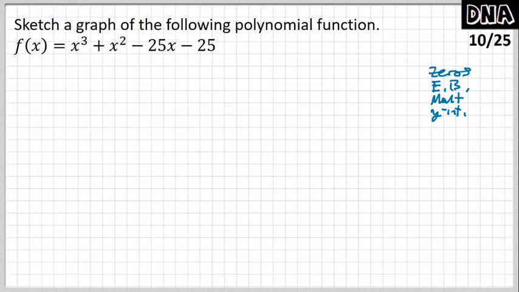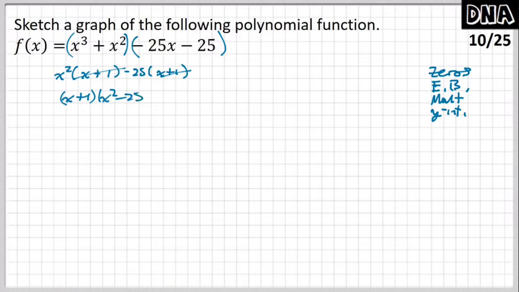Alright, so the first thing I'm going to do here is factor this so I can find my zeros. Hopefully it is factorable. Sometimes you run into these bad boys and they're not factorable, but I'm going to see if it works. So I take out an x squared. This one I could take out a negative 25. Oh, it's magic. I can take out another x plus 1. And then I have x squared minus 25, which also factors. So we have x plus 1 times x plus 5, x minus 5. And then we got our zeros.